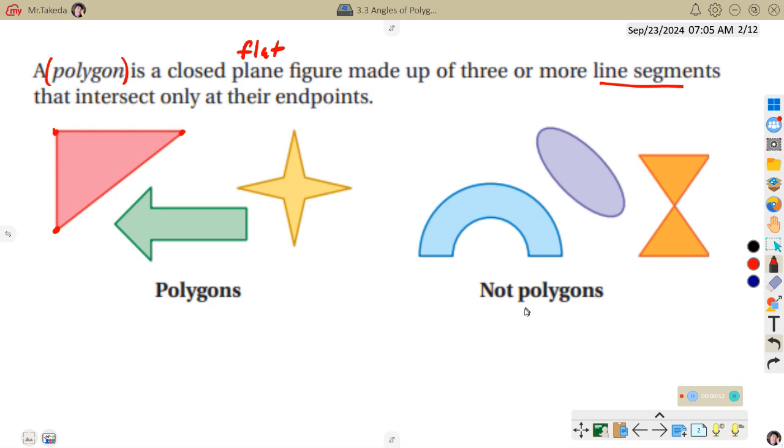Not polygons. Why are these not polygons here? These have curved lines, and this one is not intersecting at just the endpoint, it's intersecting at a midpoint. So not polygons.